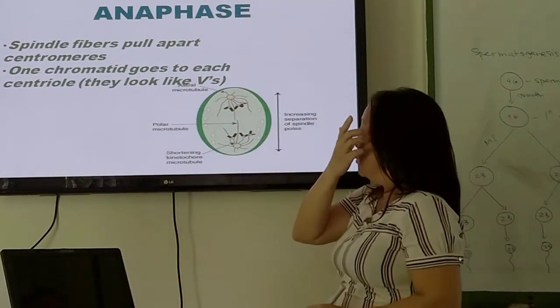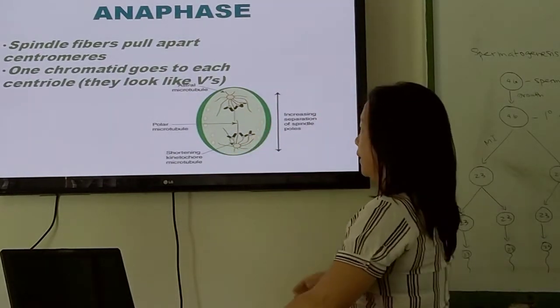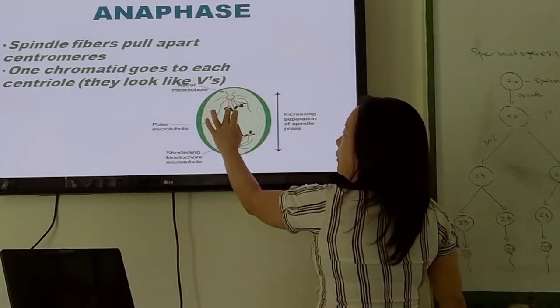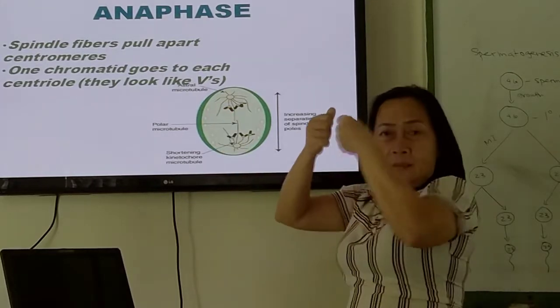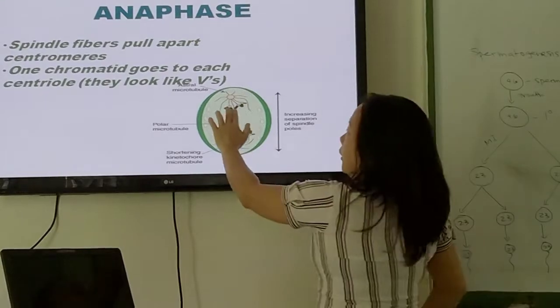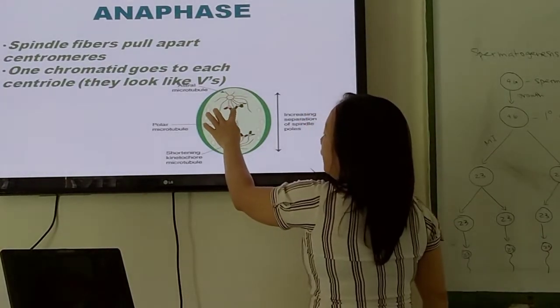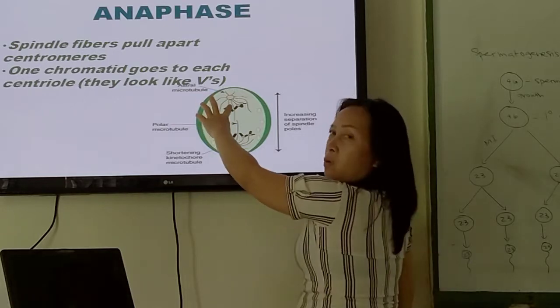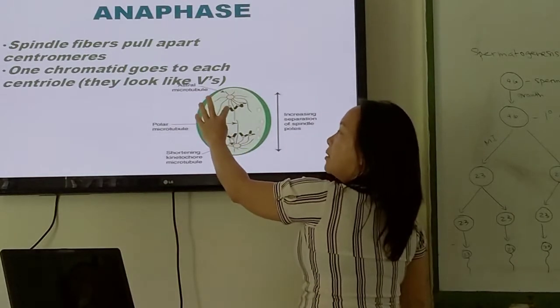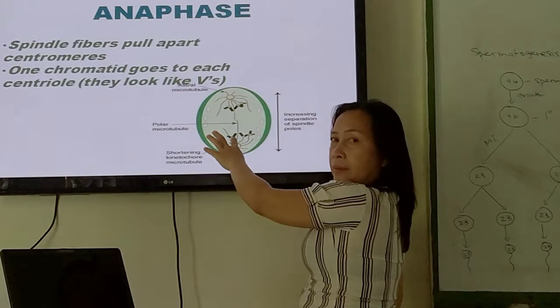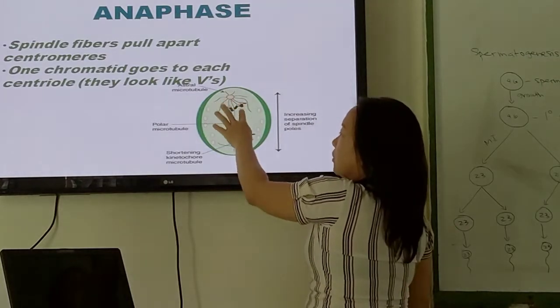Now, during anaphase, the sister chromatids are separated. This is one chromatid, this one is the sister chromatid of the other one, and this one is the sister chromatid of the other one.